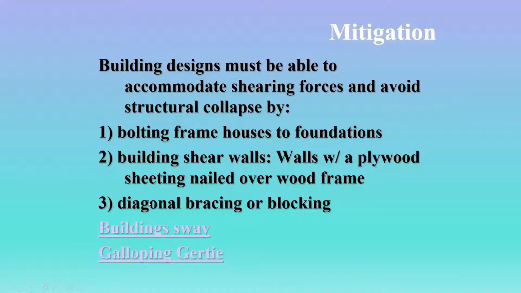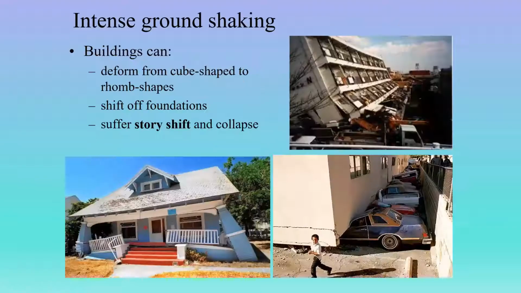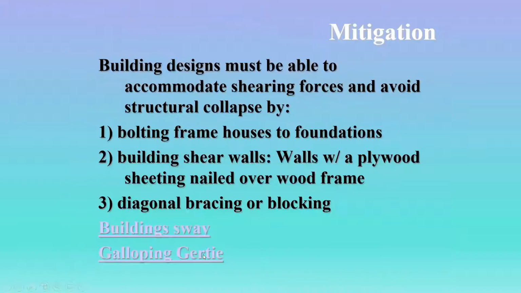And then diagonal bracing or blocking. So here's your wall, and you just put a 2x4 or something on the outside to keep it from swaying and turning into a rhombus essentially, which is this. So that's kind of the best mitigation techniques against this ground shaking.